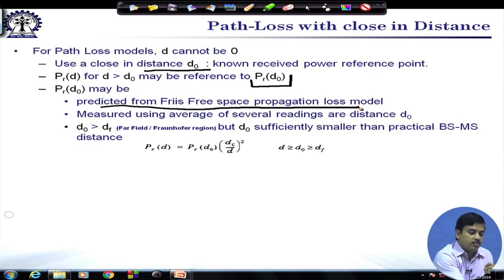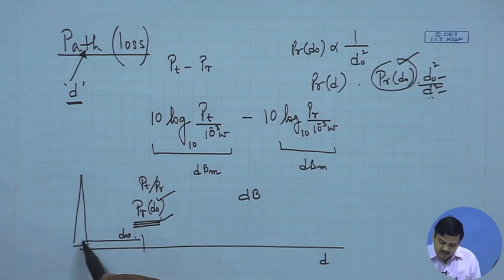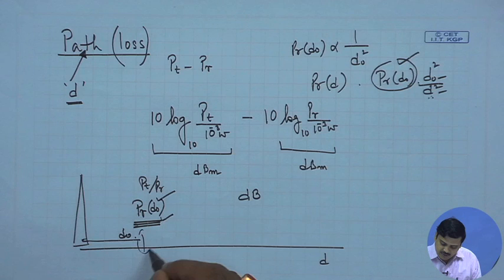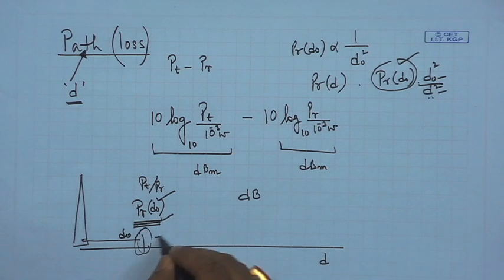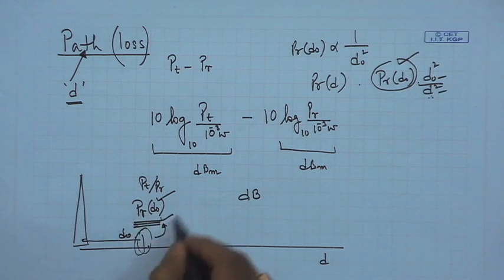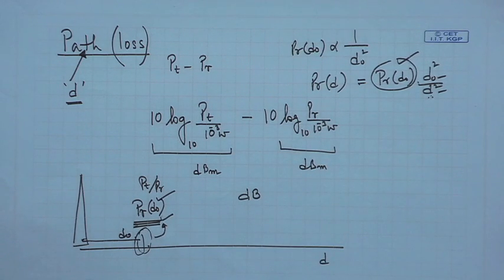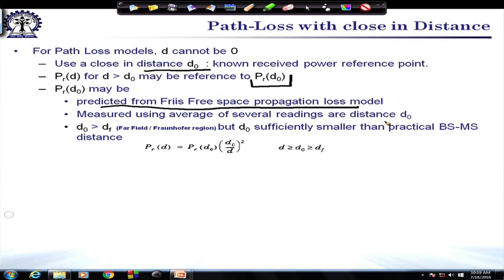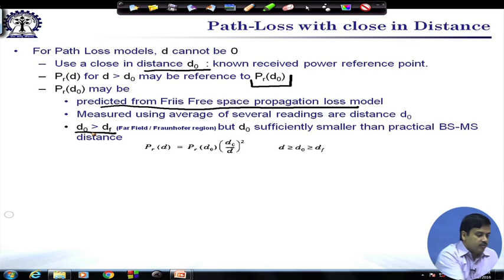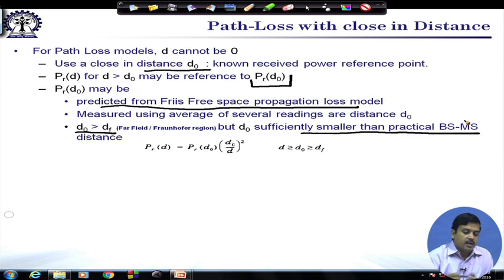So, basically using the earlier model, we will find out PR d0, and it is measured using the average of several readings. If the antenna is here, several readings would be taken at d0, and then PR d0 would be calculated. Once PR d0 is calculated, we can calculate PR d following this particular expression. For this, it is required that d0 must be greater than df, which is the far field or the Fraunhofer region, but d0 must be sufficiently smaller than the practical base station and mobile station distance.